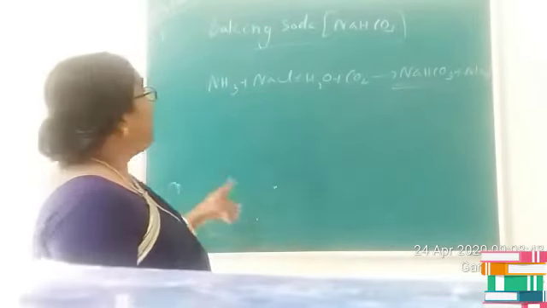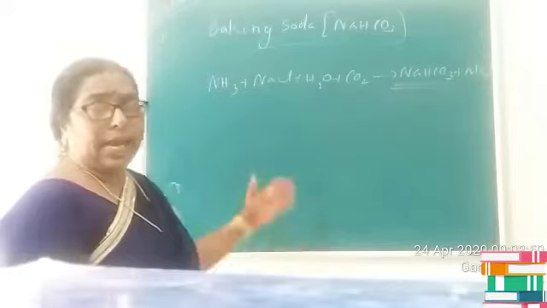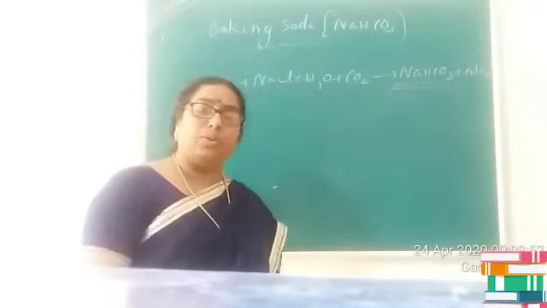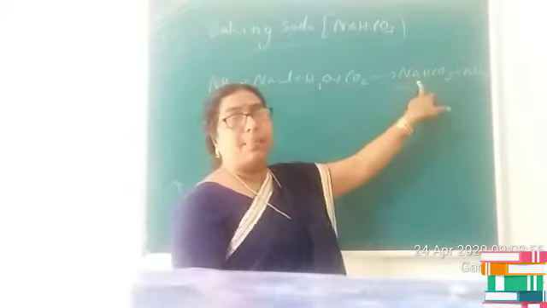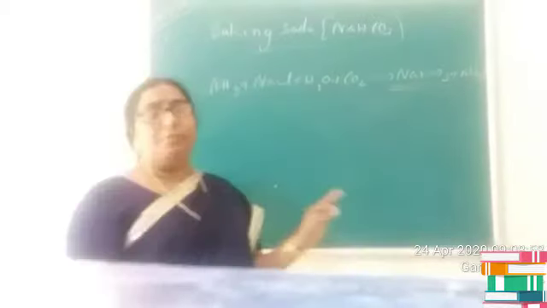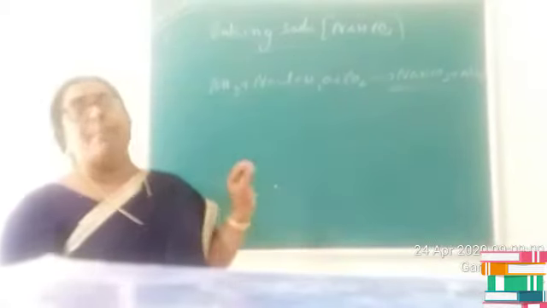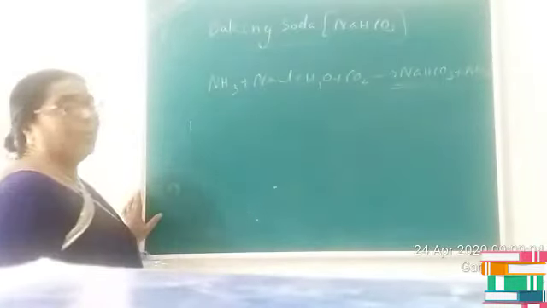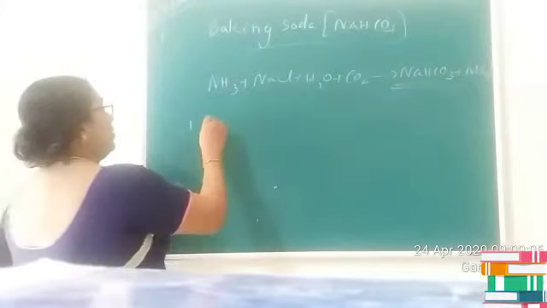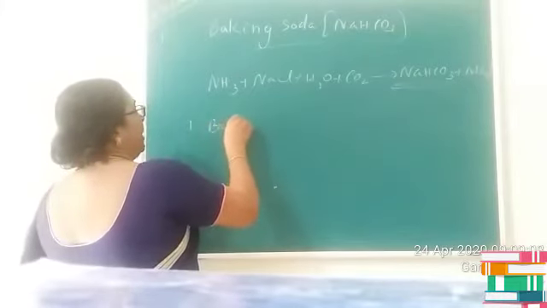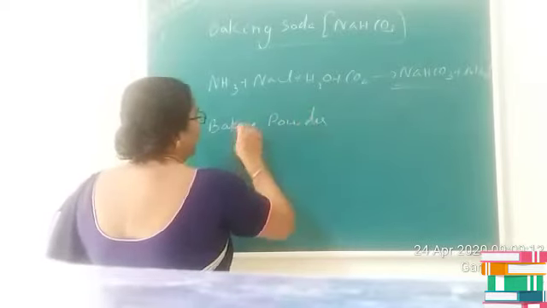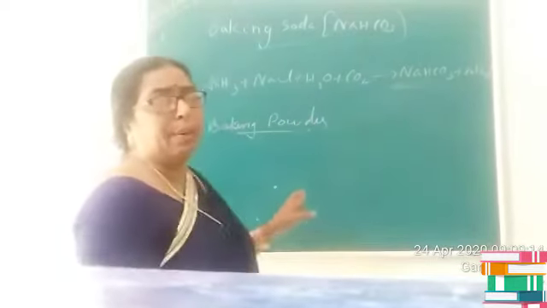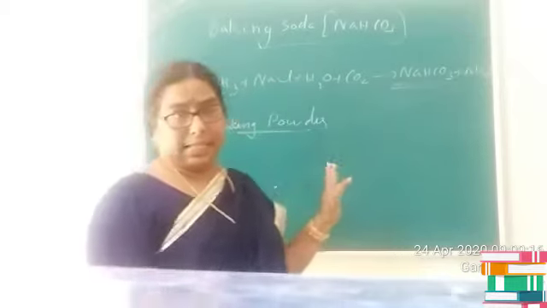Sodium bicarbonate is otherwise termed baking soda. As the name indicates, it is used for baking purposes. But children, since there is the presence of a strong base, if you directly add it, you will get a bitter taste. So the first use of baking soda is for preparing baking powder. Baking powder is a mixture of baking soda, that is sodium bicarbonate, and tartaric acid.